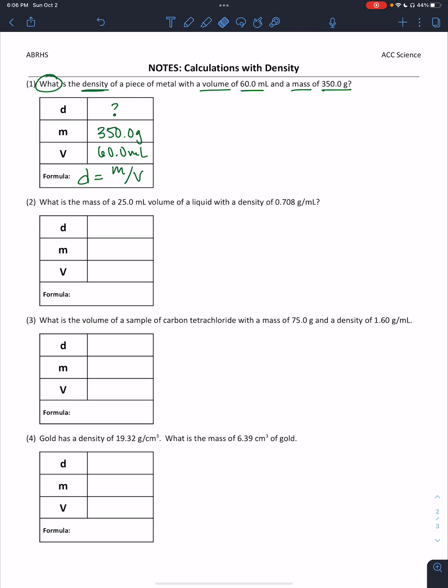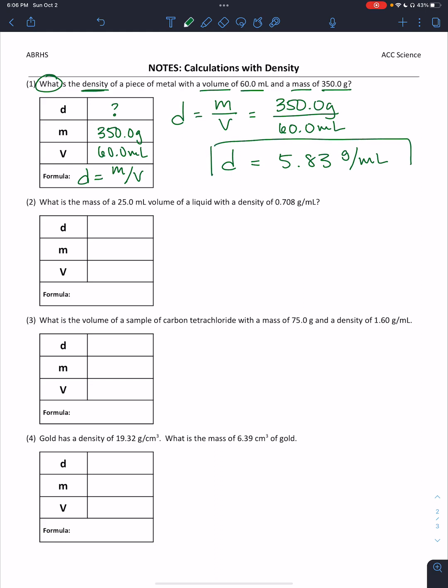I always write my formula without the numbers in it first, just as a reminder of what I'm doing. And then I plug in those values: 350 grams for the mass, 60 milliliters for the volume. I get out my handy calculator, type everything in, and find that the density of the substance is 5.83 grams per milliliter. Make sure that your answer has units attached. These are measurements, so we need to make sure they have a unit. That was pretty straightforward. Let's move on to number 2.